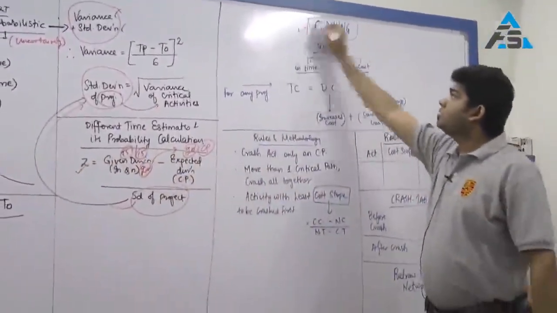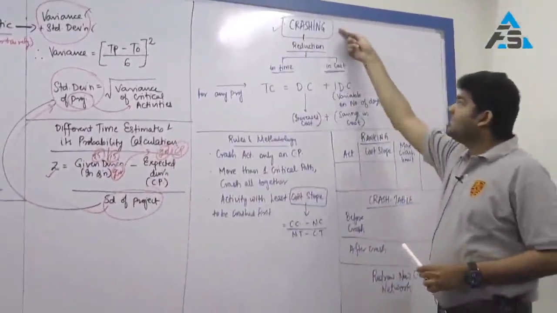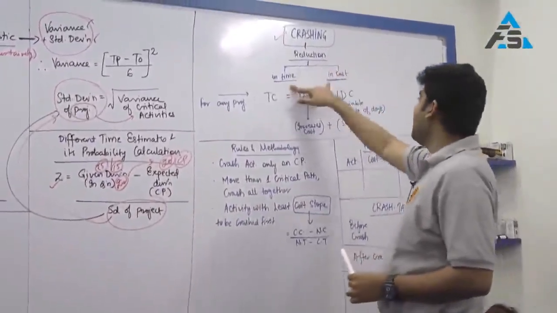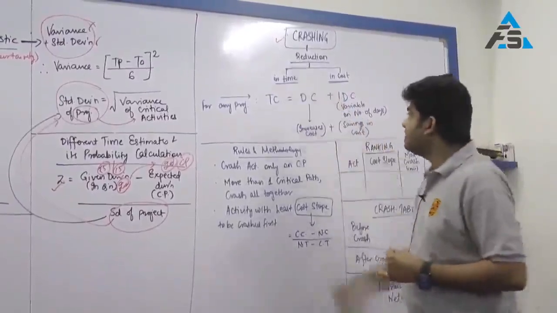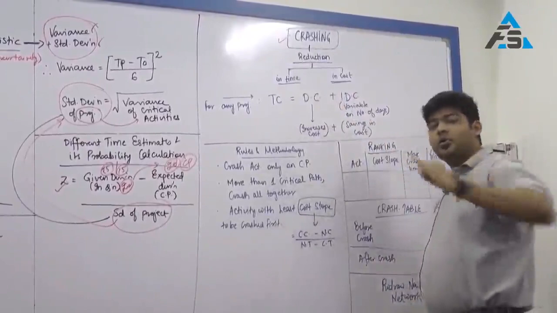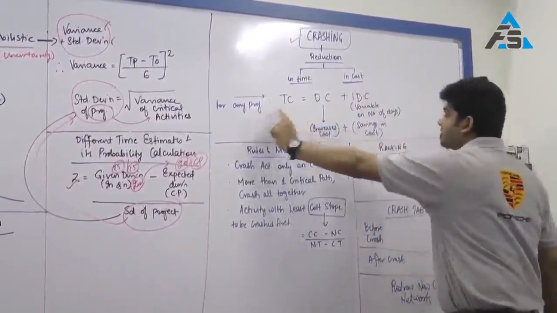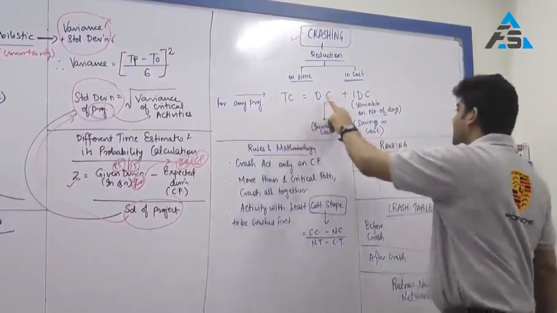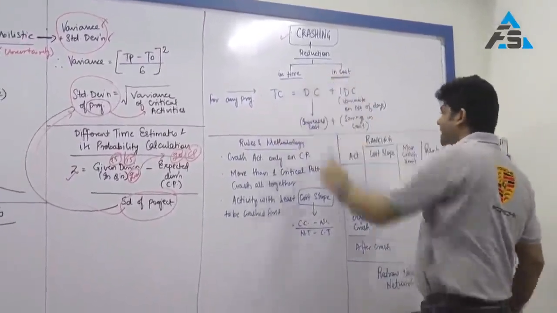Moving on to another important aspect, crashing. What is crashing? Crashing refers to reduction in time and in cost. We see that there is a critical path involved, so there is time involved. Obviously, to complete the whole project, there is cost involved. What is the cost? For any project, the total cost is direct cost plus indirect cost.